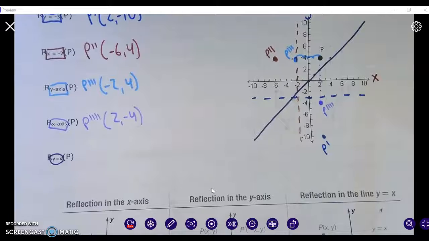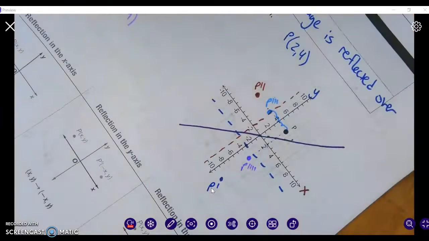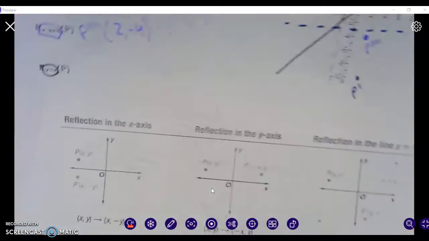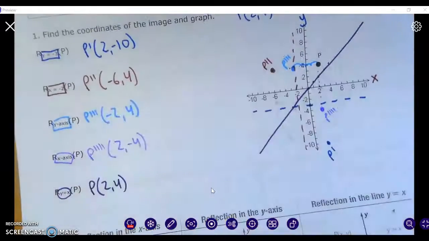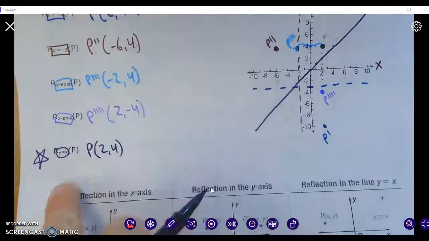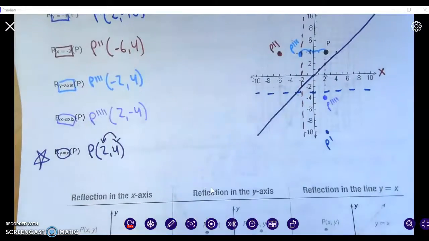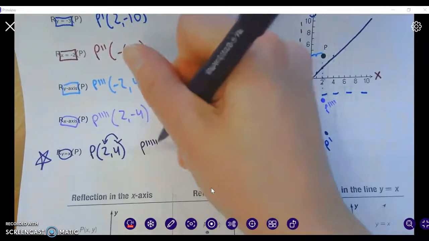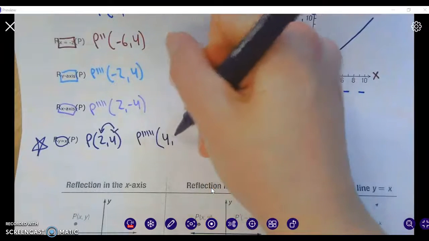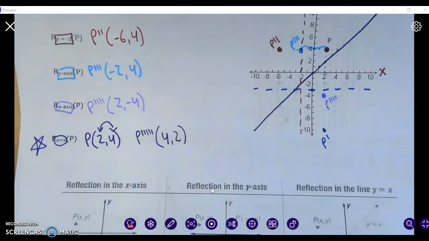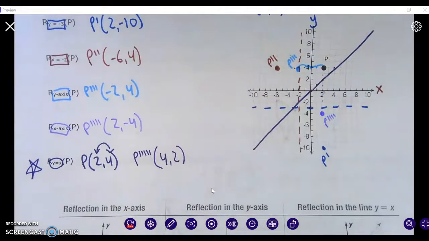Okay, so this one's a little bit more tricky because now we're trying to reflect across a diagonal. But watch how cool this is. It's really not as tricky as it may seem. The original point was at 2, 4. If you have y equals x, all you have to do to the points is flip-flop it. So P 5 prime, however you say that, is at 4, 2.